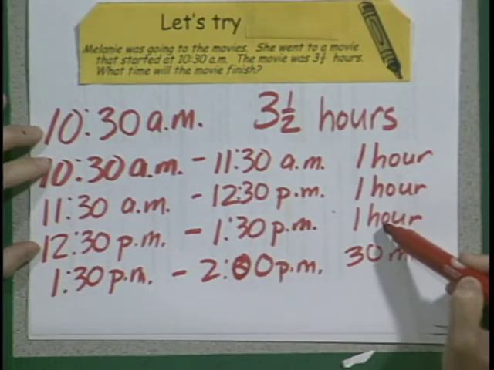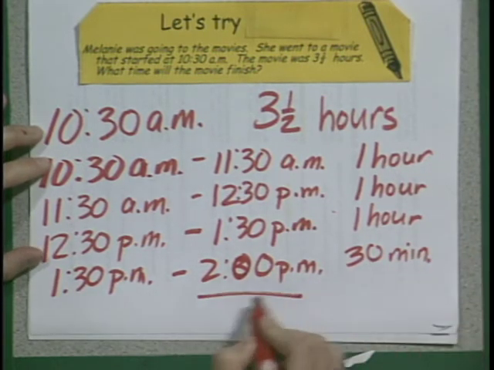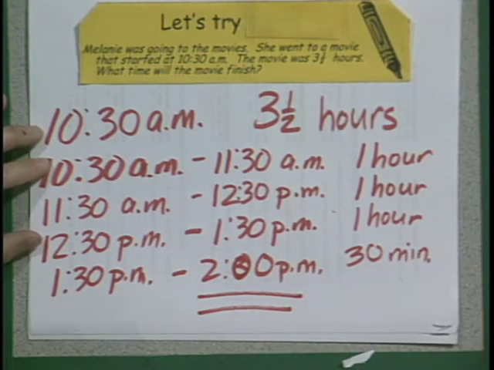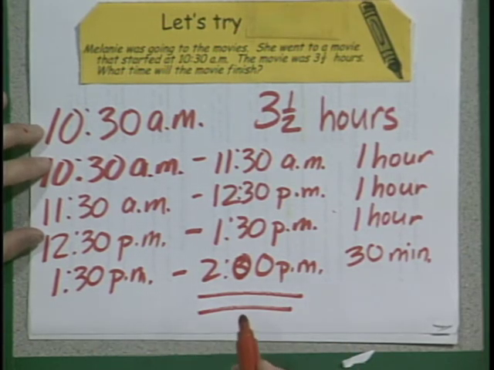So let's show that on our problem. And we were at 1:30 p.m. And then our half hour brought us to 2 o'clock p.m. And that was our 30 minutes. So let's take a look. We added on our 1, 2, 3 hours and 30 minutes, and that brought us to 2 o'clock p.m. So Melanie's movie ended at 2 o'clock p.m.